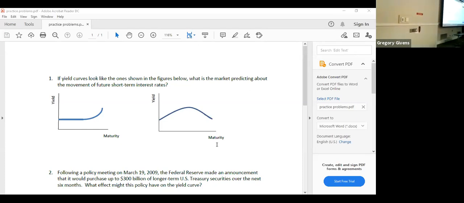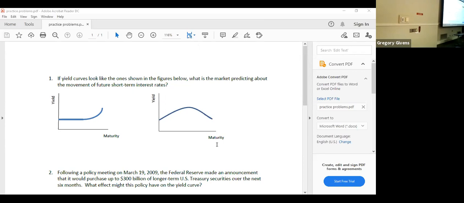So what if I present a yield curve that looks like this on your test? And I ask you the simple question, what do investors expect short-term interest rates to do in the future? How might you answer that? If the yield curve was perfectly flat, and then at longer maturities, it started to go up pretty quickly.